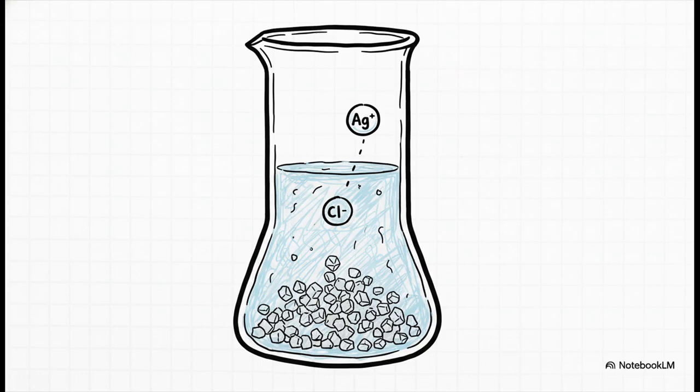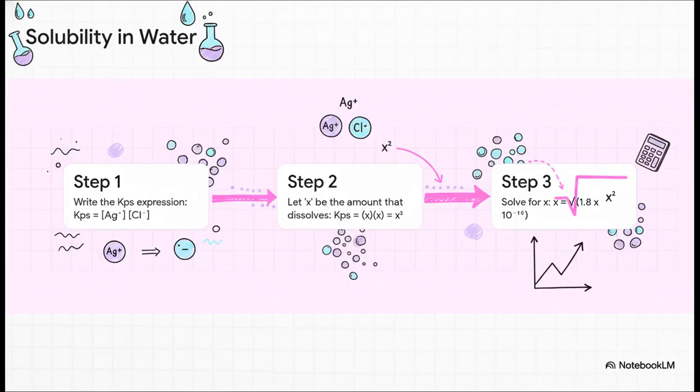Okay, let's make this real with our first example. Silver chloride, AgCl. Chemists call this a sparingly soluble salt, which is a fancy way of saying it's pretty stubborn. When you drop it in water, most of it just sits at the bottom as a white powder. But a tiny, tiny fraction of it does break apart into silver and chloride ions. So how do we figure out exactly how much dissolves? We use the KSP expression.